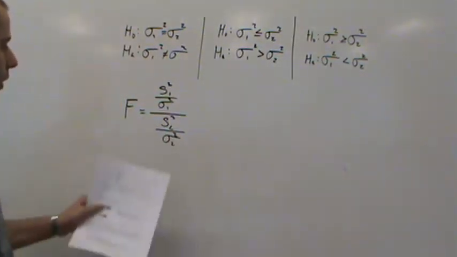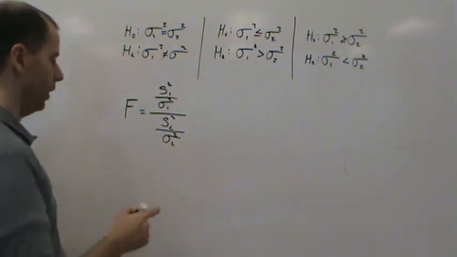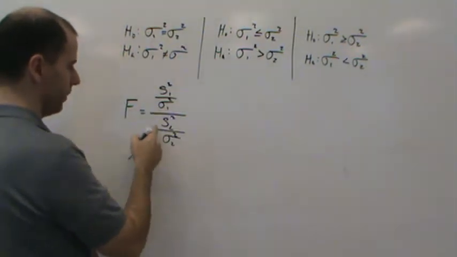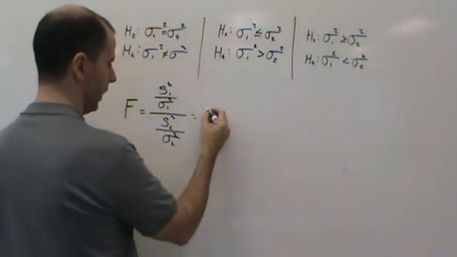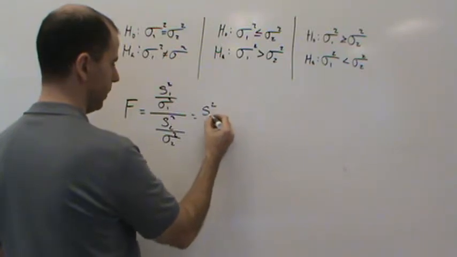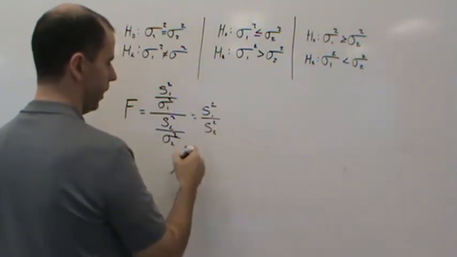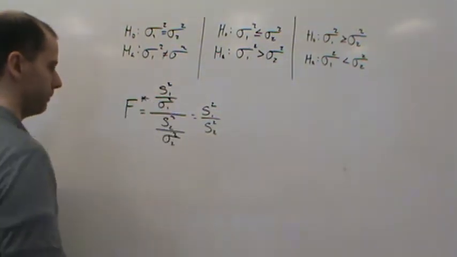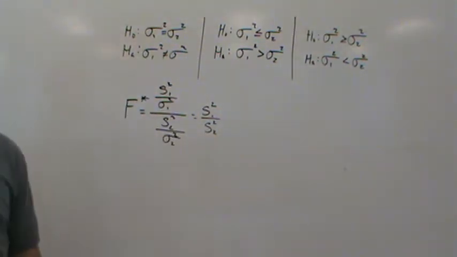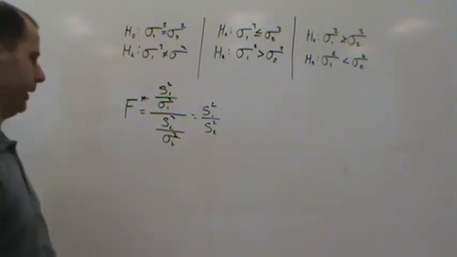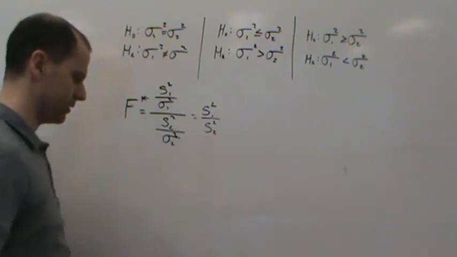Well, if we're going under the assumption that the null is true, what happens to these two variances? They fall out. So what do we end up with? We end up with S1 squared divided by S2 squared. This is going to be the formula for our test statistic when we're testing the variances or standard deviations, okay? So keep that in mind.